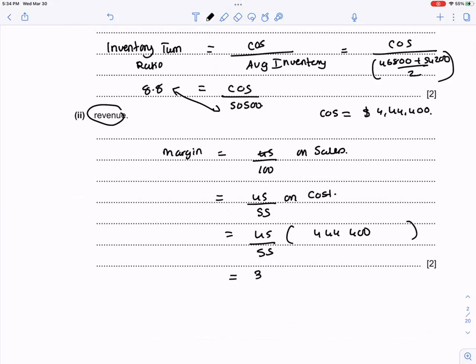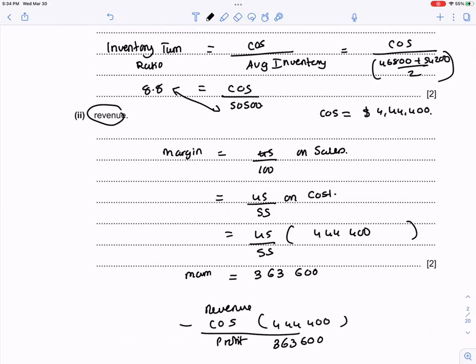So the margin is 363,600. So revenue minus cost will give me profit. Profit is 363,600. Cost is 444,400. So revenue will be 808,000.